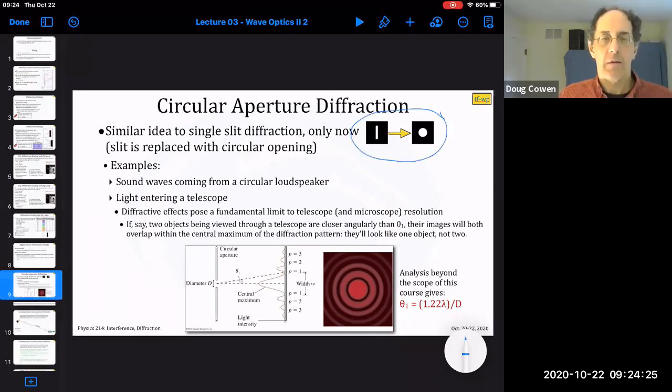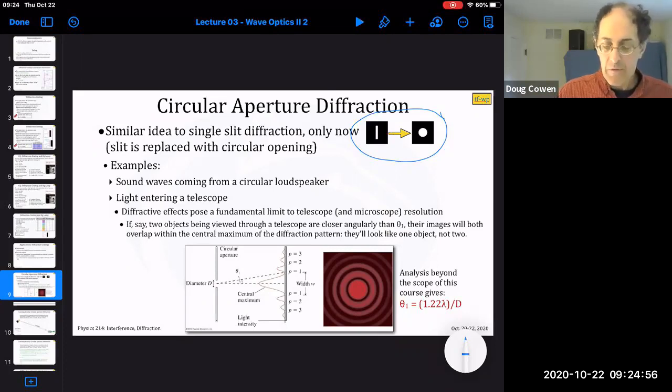So we've done in some detail what the diffraction pattern looks like from a single slit. And we have sort of a model for doing that, where we basically split up the slit into lots of little independent emitters of light. Trying to do the same thing for a circle is substantially more complicated. And we're not going to go through that algebra and trigonometry. We're just going to take the result and use it.